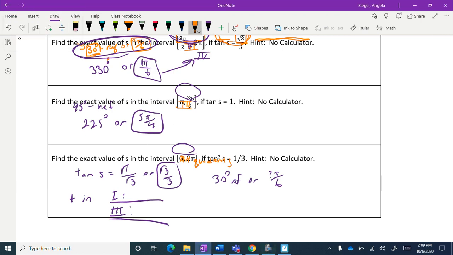Okay, so let's go ahead and talk about this. For this problem, it was in quadrant 3. It had a 45-degree reference angle, because that's where tangent is 1. And so this was my thought process. This is my final answer.